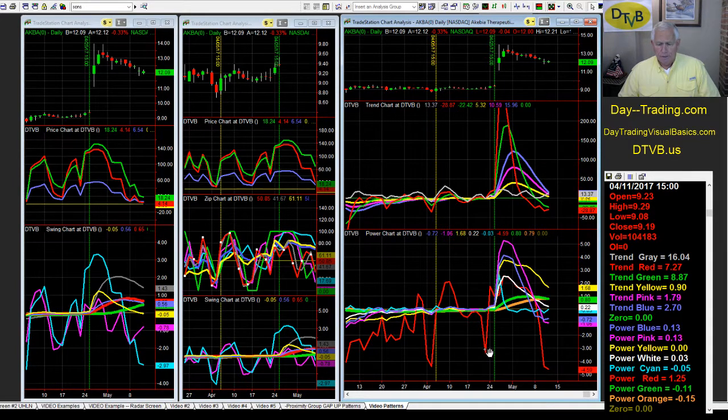Now, in the power chart down here, we can see that we had a power red spike down and then a long red line coming up, and that long red line ended the day before the green vertical line, which would be 2 days before the gap.